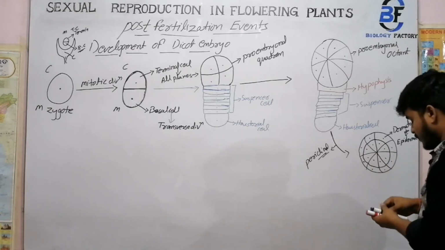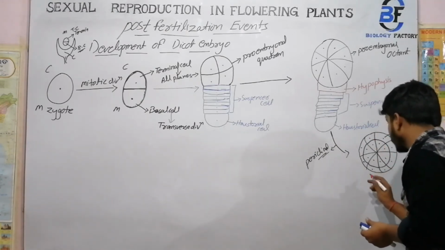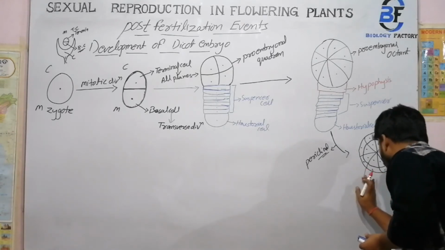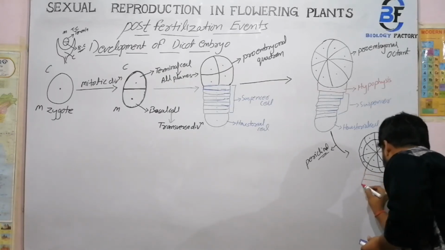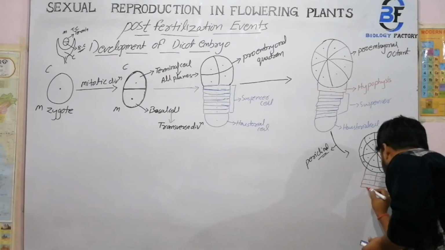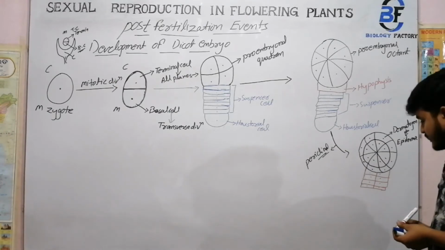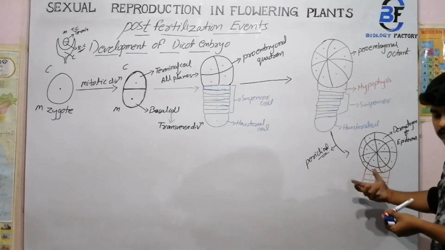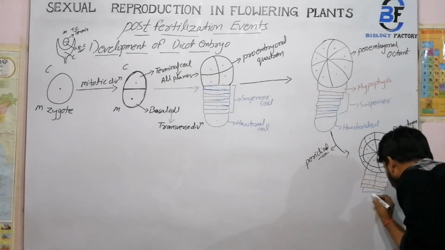Next, the cell towards your hypophysis is going to divide and form 8 cells. So 8 cells are formed. Next, these 8 cells give rise to the structures. We just study how the structures are formed, and the suspensor is as it is.